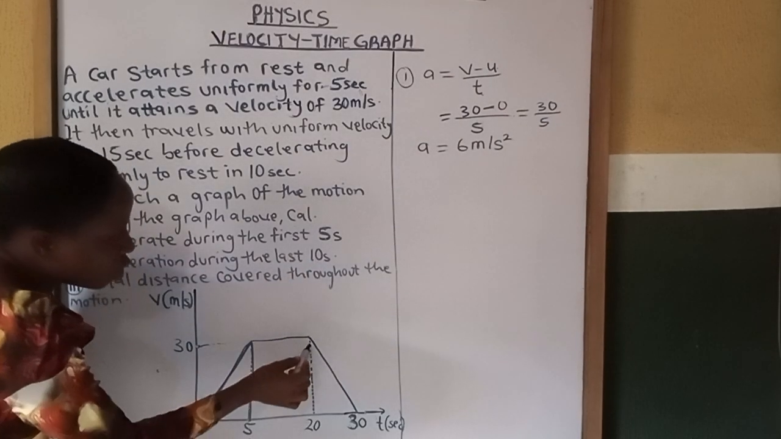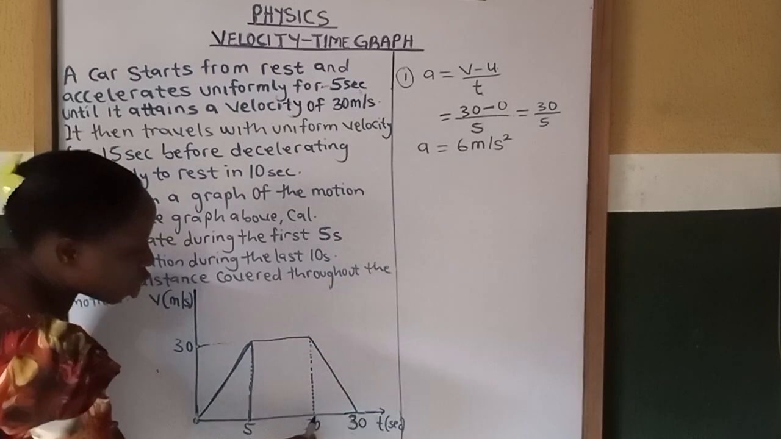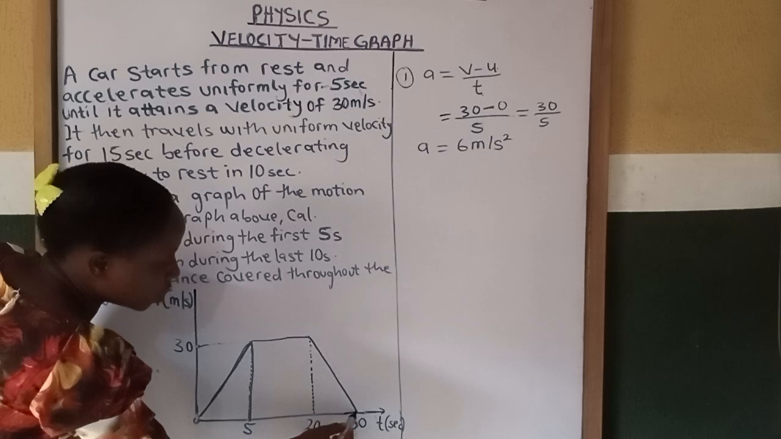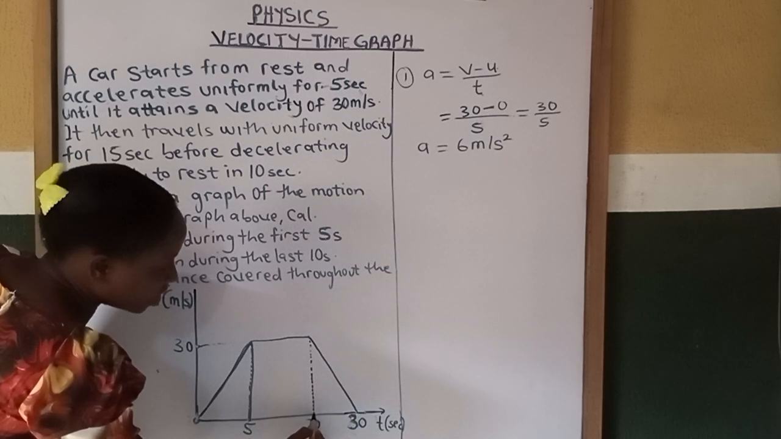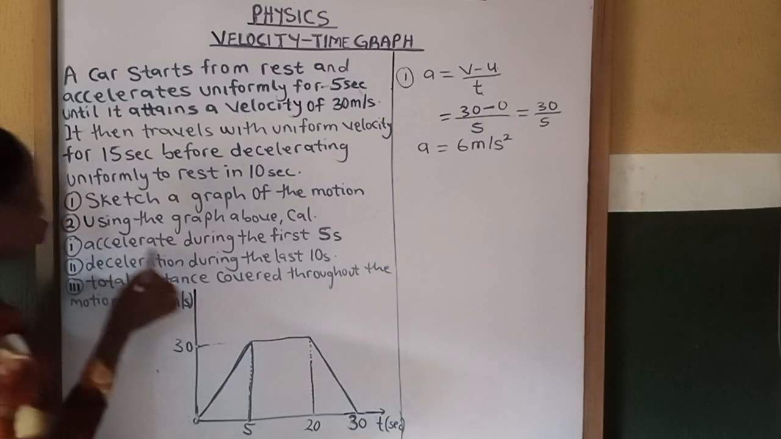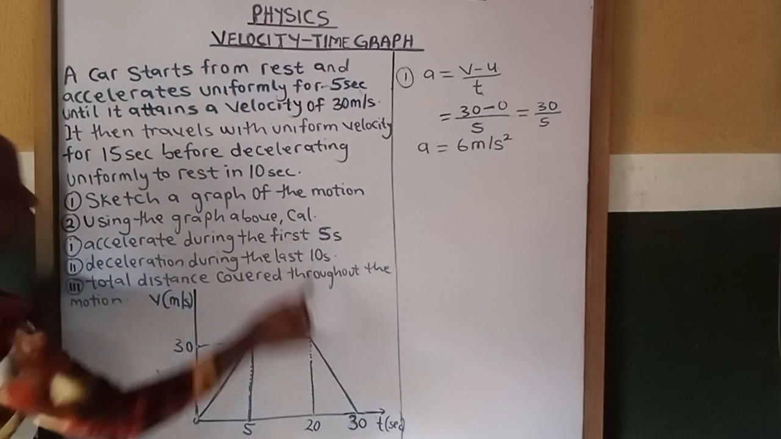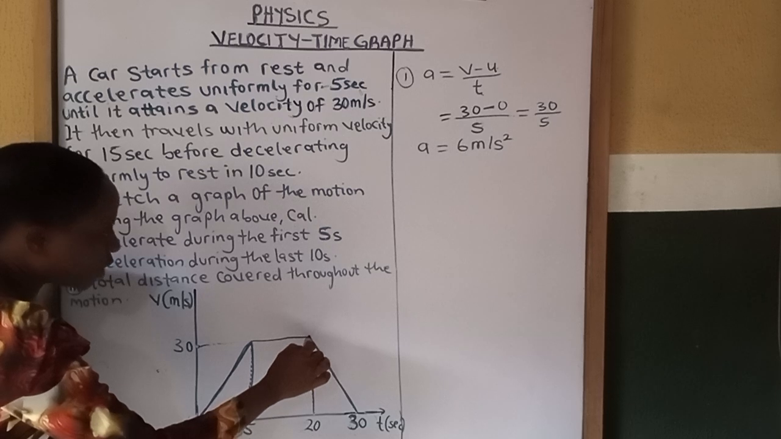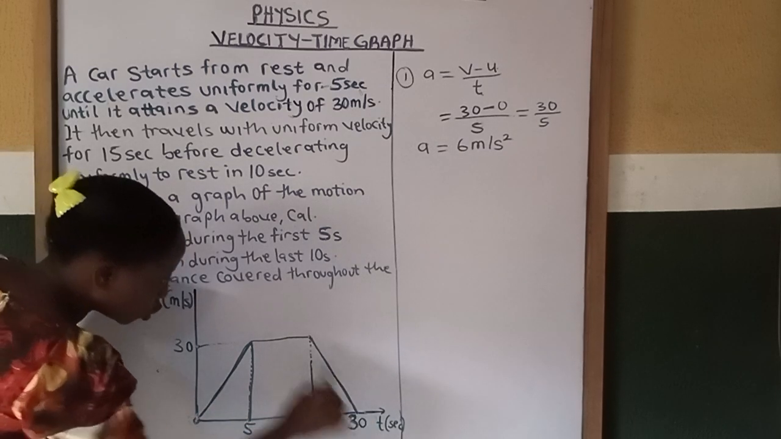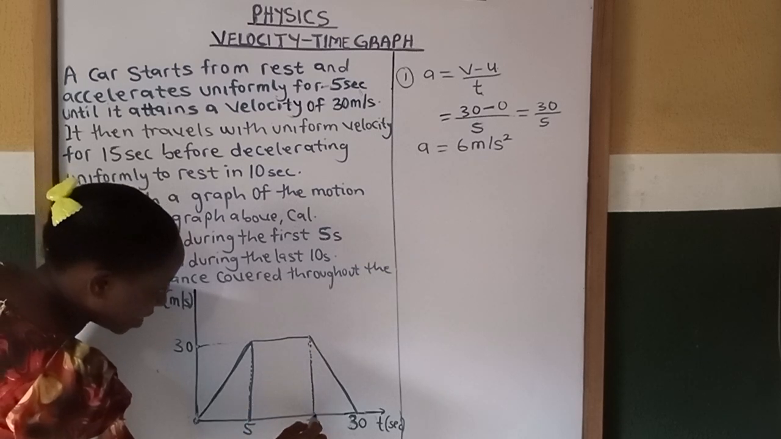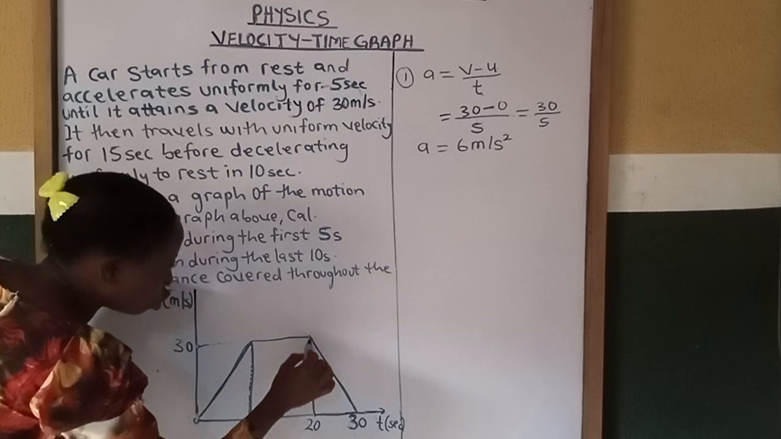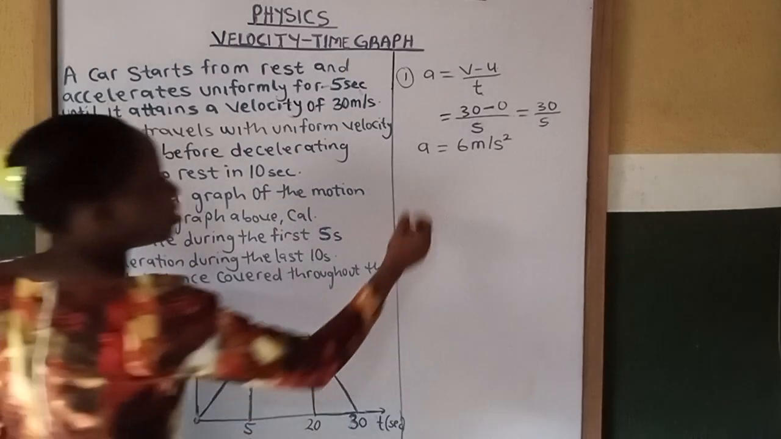So in the last 10 seconds, we consider the last 10 seconds on the graph, from 20 to 30. So from 20 to 30, we have 10 seconds. This is our last 10 seconds, and this is where it decelerated. The graph decelerated from this place, so this is the starting point for that deceleration. So we are going to use this triangle to answer our deceleration.